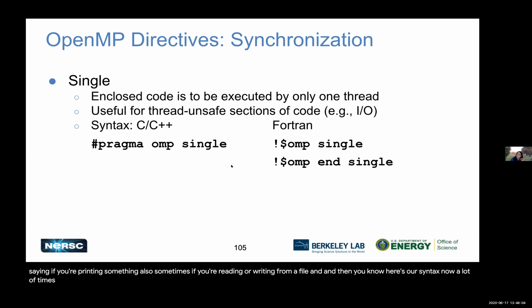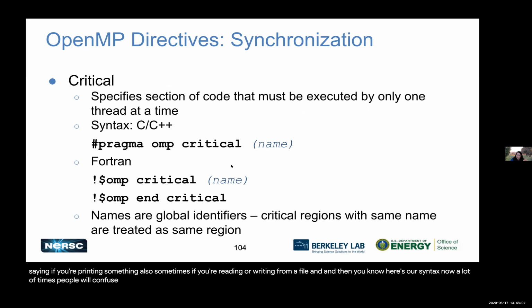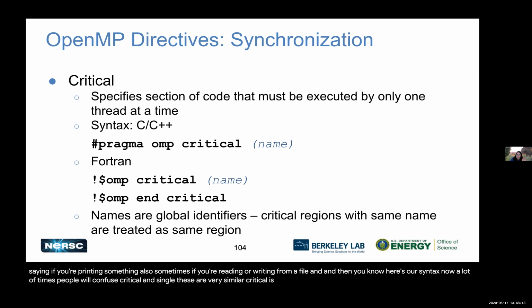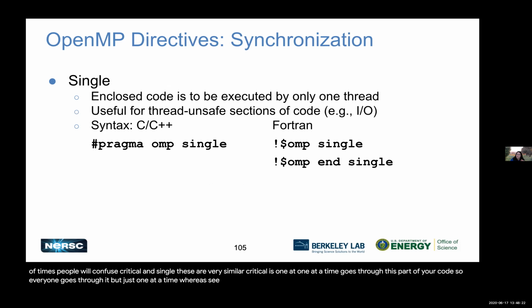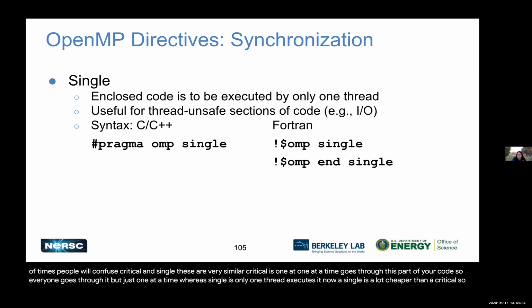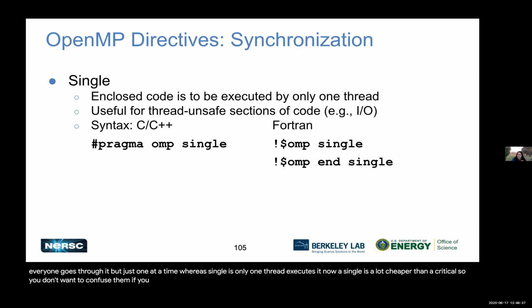Now, a lot of times people will confuse critical and single, because they're very similar. Critical is one at a time goes through this part of your code. So everyone goes through it, but just one at a time. Whereas single is only one thread executes it. Now, a single is a lot cheaper than a critical. So you don't want to confuse them if you don't have to. You want to use a single when you can, and a critical only when you really need it.